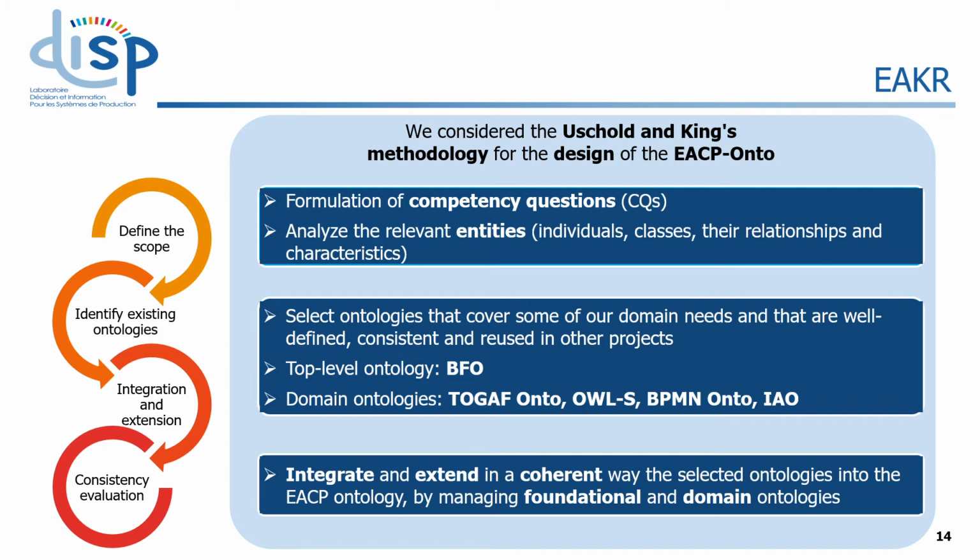For the design of this ontology, we considered the Uschold and King methodology for the design of the EACP, what we call the EACP onto. First, by defining the scope, where we have defined several competency questions and analyzed the relevant entities. Then identify existing ontologies. We have selected ontologies that cover some of our domain needs and that are well defined, consistent, and reused in other projects. For instance, a top-level ontology, which is the BFO ontology, and domain ontologies, which are, for instance, TOGAF, OLS, BPMN, and EAO ontology.